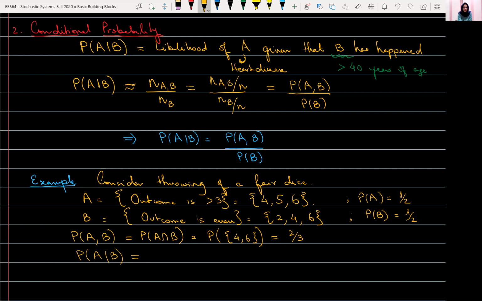What does A given B mean? Maz, you can unmute yourself. After I speak. So what does A given B mean?